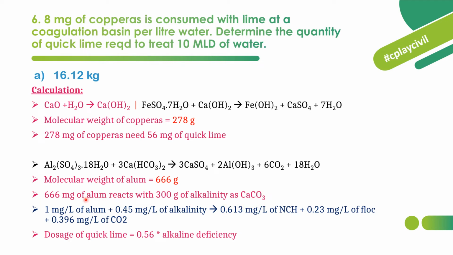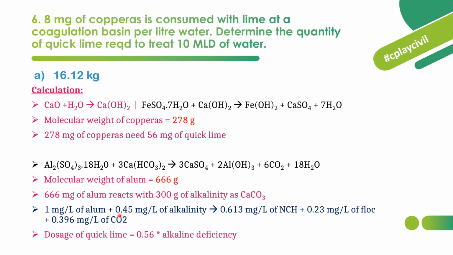So that means 300 by 666 is the alkalinity as calcium carbonate when 1 milligram of alum reacts. And this is the basic equation we have to be aware of. When 1 milligram per liter of alum reacts with 0.45 milligram per liter of alkalinity as CaCO3, not calcium bicarbonate, we have to be careful what alkalinity we are using. The alkalinity as CaCO3, calcium carbonate only.